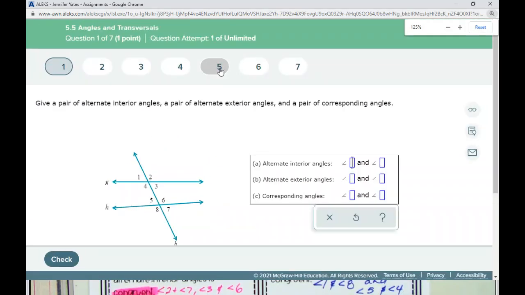Let's see. Are those transversals parallel on the problem given? No. So the whole congruent thing is thrown out the window. But can we still have, oh, that's not working. Let's try again. Can we still have alternate interior and alternate exterior angles? Yeah. Consecutive interior? Absolutely. Let's see if we can get my board to work again. 3 and 5.